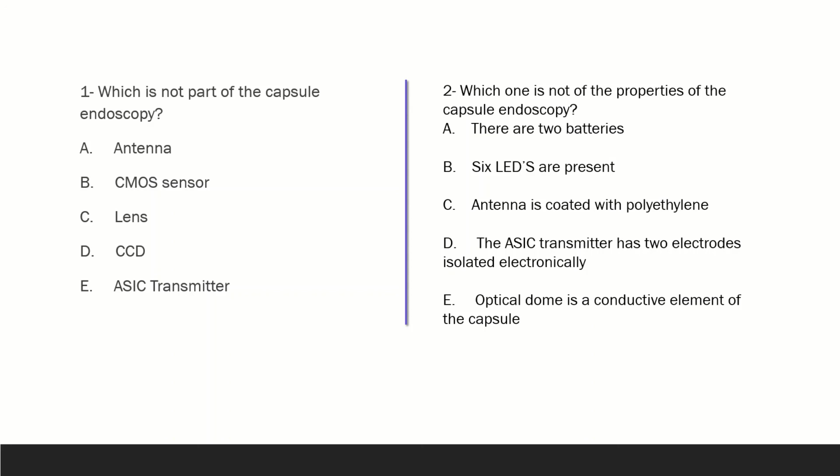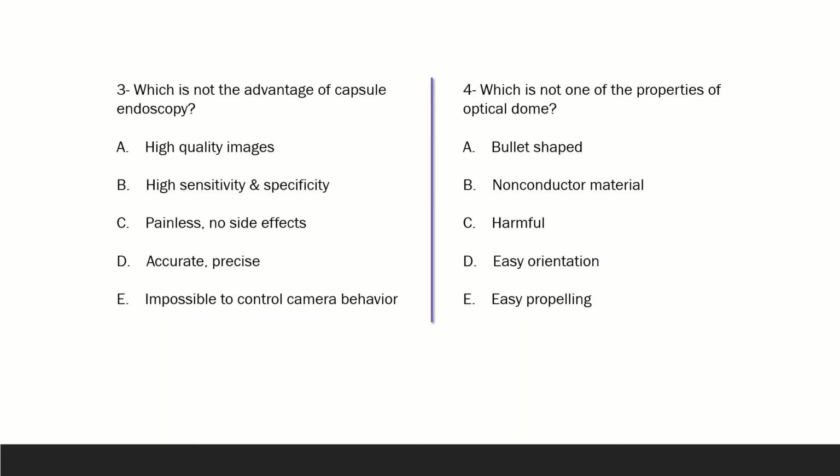Question 2. Which one is not a property of the capsule endoscopy? It's E. The optical dome is a conductive element of the capsule. Question 3. Which is not an advantage of the capsule endoscopy? It's E. Impossible to control camera behavior. Question 4. Which is not one of the properties of the optical dome? It's C. Harmful.